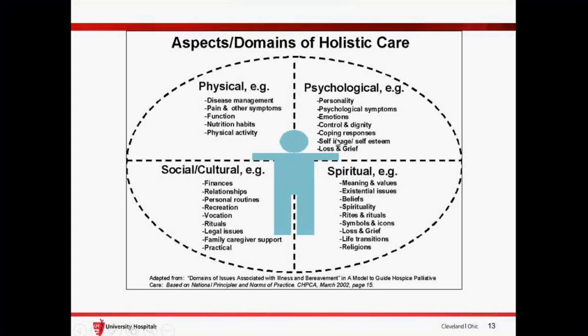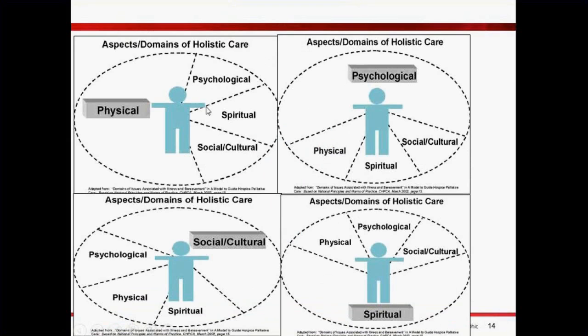Psychological could be emotions, coping responses, loss and grief. Social or cultural, as somebody pointed out, finances, economic situation, relationships, legal issues, family or caregiver support, and spiritual issues, what brings meaning to their life and their values, existential issues, and any losses and griefs they've had. At one point of time, patient may have more of physical issues going on with them, and the other issues may be minimal. At another point in time, they may have more psychological experiences affecting them, and less of other issues.